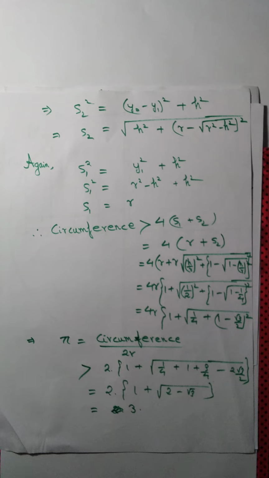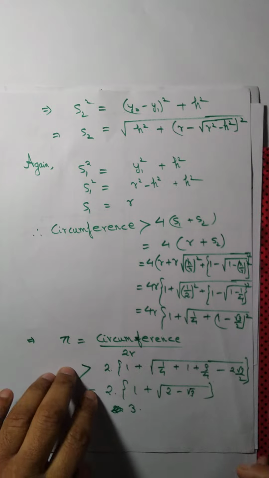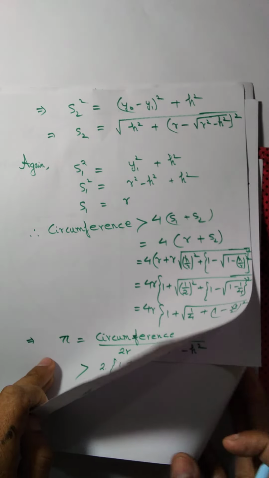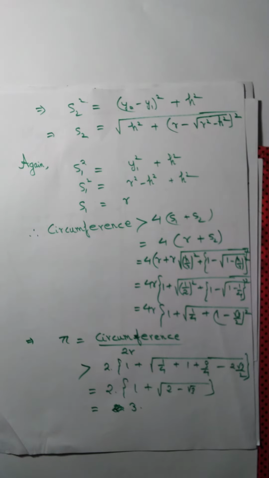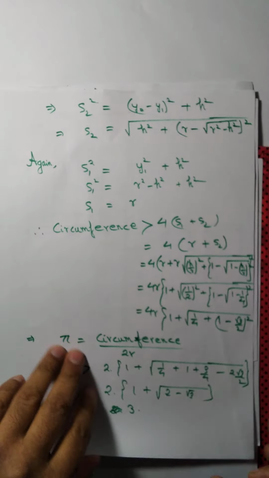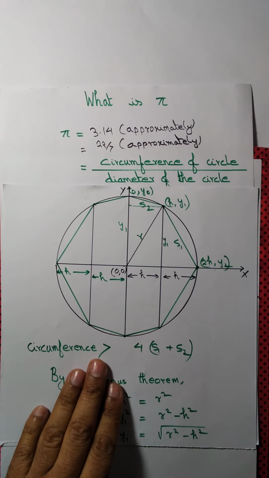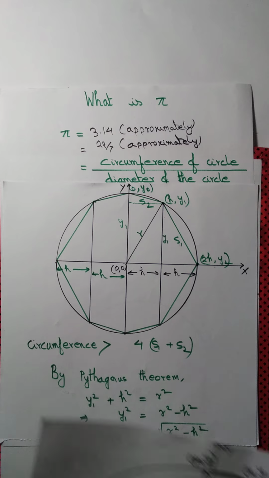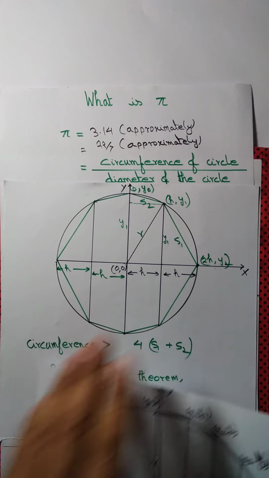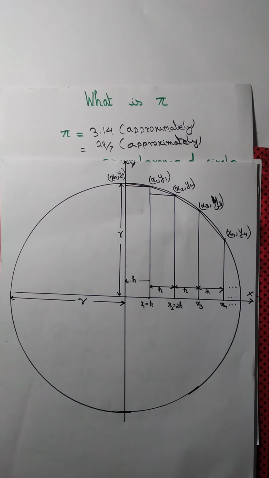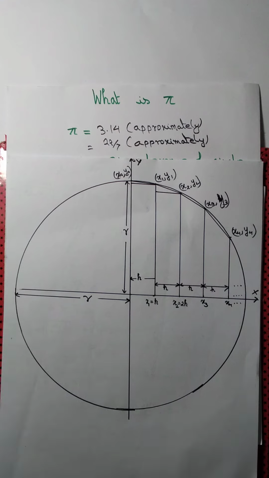Can we do something more than that? Answer is yes. Can we have a better estimate for pi? Answer is absolutely yes. But how? For that purpose, instead of dividing this radius into just 2 equal halves, let's divide it into more number of equal parts.